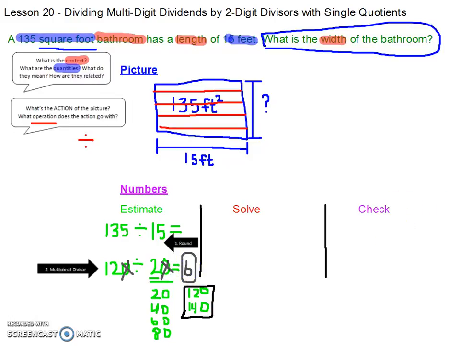Now I'm going to go to my solve, and I'm going to set up my vertical equation. The difference is that inside my vertical equation, the whole goes underneath, so 135, and my divisor, or my size of group, goes on the outside. And now I can solve. So I asked myself, about how many times does 15 go into 35?